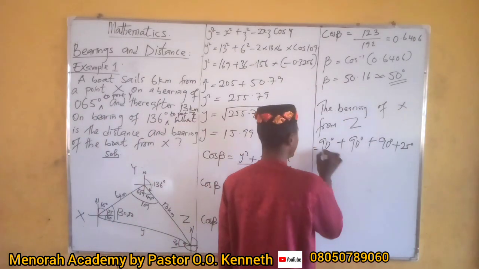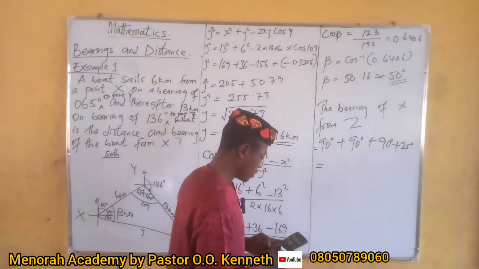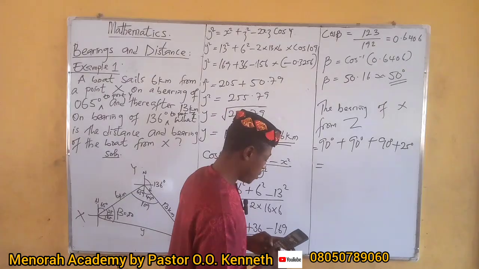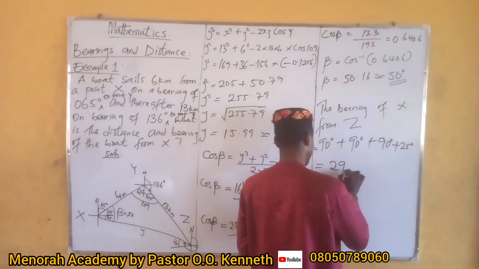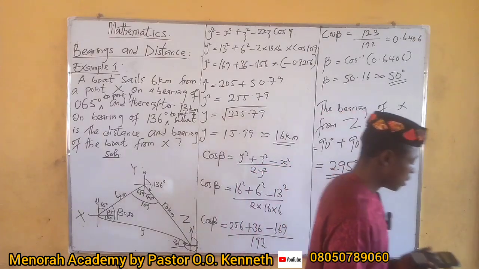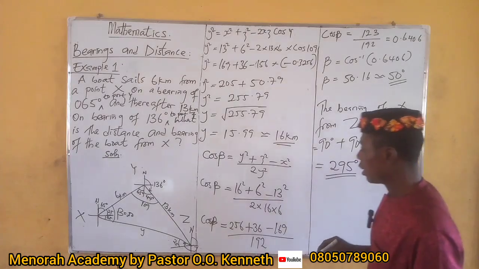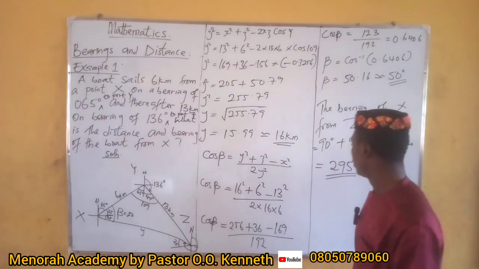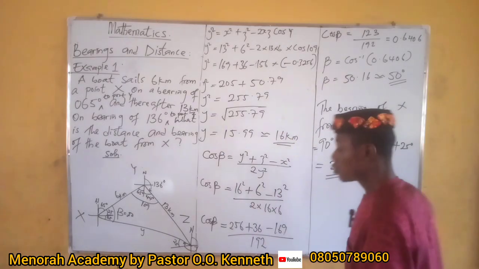So this is going to be equal to 90 plus 90 plus 90 plus 25, which is going to give us 295 degrees. And this 295 degrees is the bearing. Alright, so now let's go to example 2.